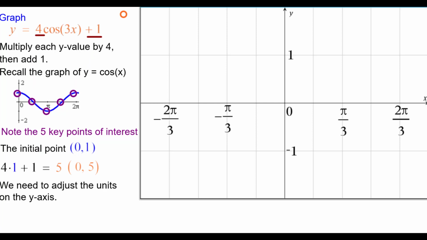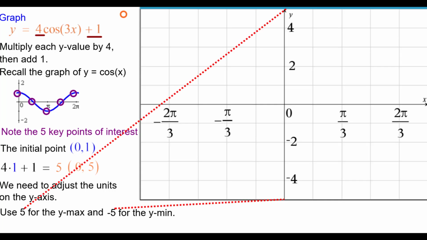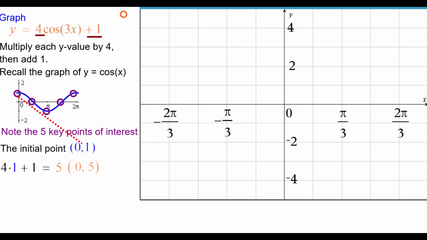So we need to adjust units on the y-axis as well. We're going to use 5 for the y maximum and -5 for the y minimum. So we redrew it there. Pause as needed. So now we can go ahead and plot the 0, 5.